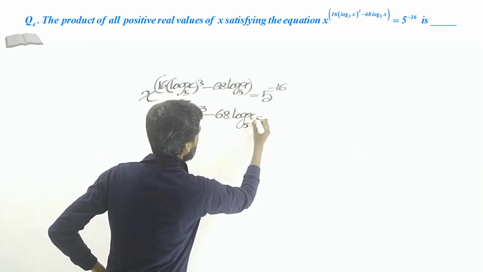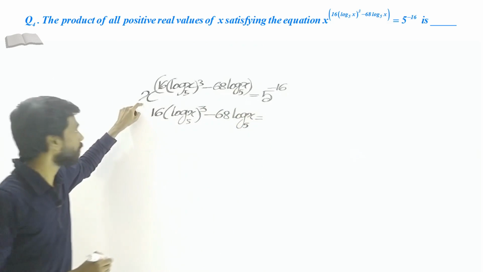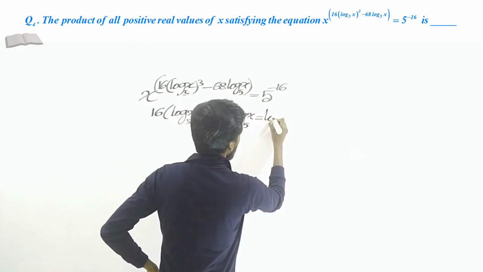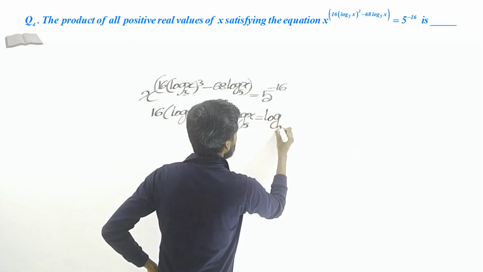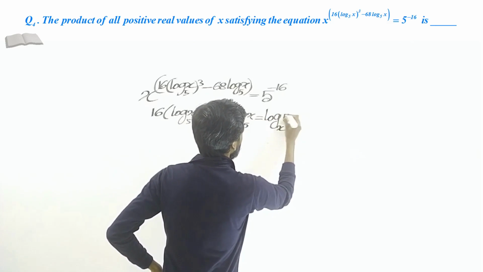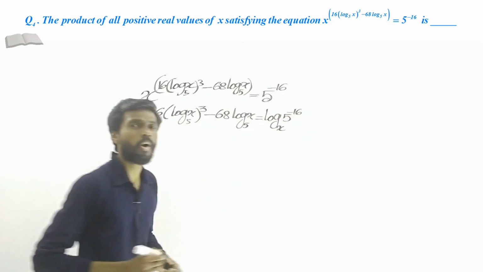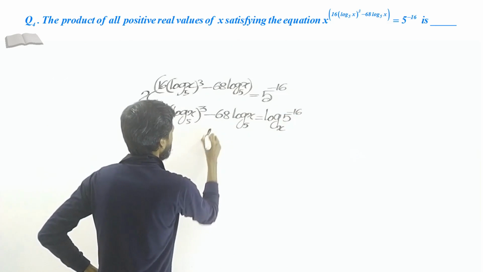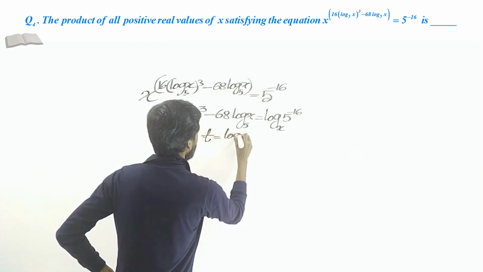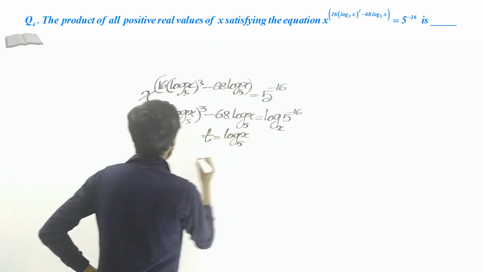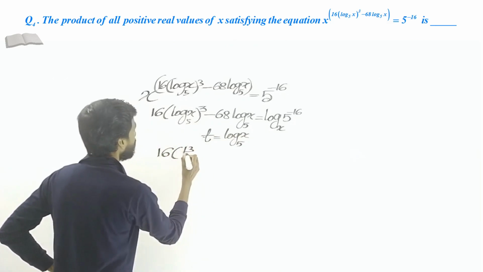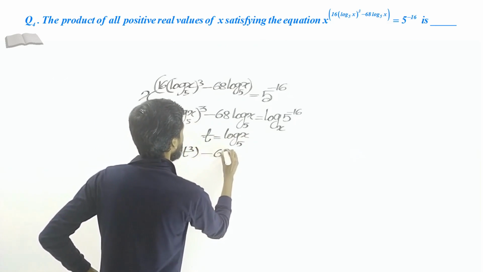So that equals, this x goes to the other side and becomes log base x of that value, so this is log base x of 5 to the power minus 16. Now we have to simplify this. Let us take some variable, say t. So t is equal to log x to the base 5. So this becomes 16 multiplied by t cube, so 16t cube minus 68t.